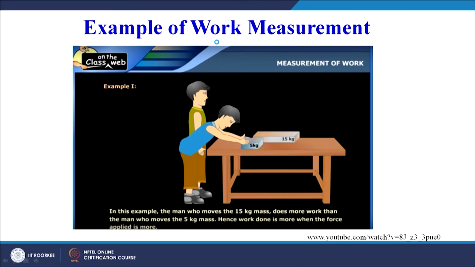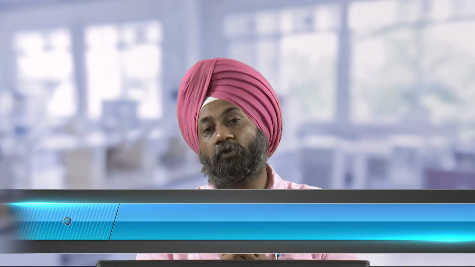Another example of work measurement. There are two persons, one with a 15 kg load, another with a 5 kg load. In this example, the man who moves the 15 kg mass does more work than the man who moves the 5 kg mass. Hence, work done is more when the force applied is more. So when we are going to set the standard time, how much mass a worker is going to carry, or what is the difficulty level of his or her task, is also going to be an important consideration.